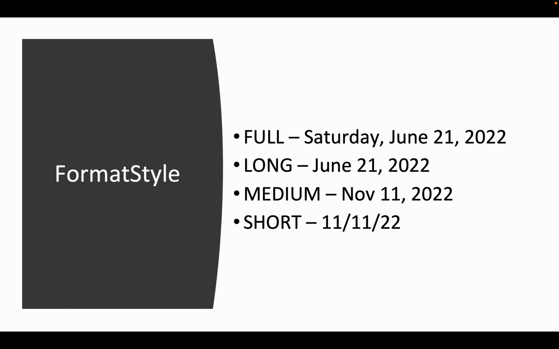Then the format style also, we see we have full, which can be Saturday, June 21st, 2022. Then we have long. This is the example that we have, June 21, 2022. Medium, November 11, 2022. We see that in this one the month was cut. Then we have short, which will just give you the dates in numbers separated with slashes.